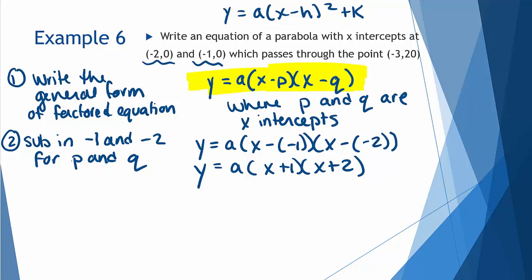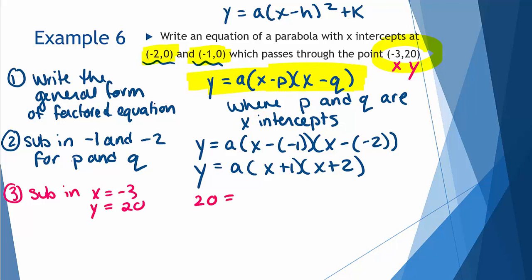Now we've used both of our x-intercepts, but we have not used the point yet. And our point represents an x and a y value. So what we can do is sub in our x is equal to -3 and our y is equal to 20 into our equation. So we have two x's in our equation, so we have to plug them into both. And then we will simplify.